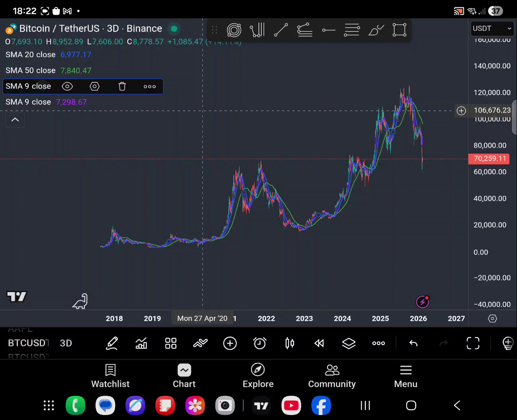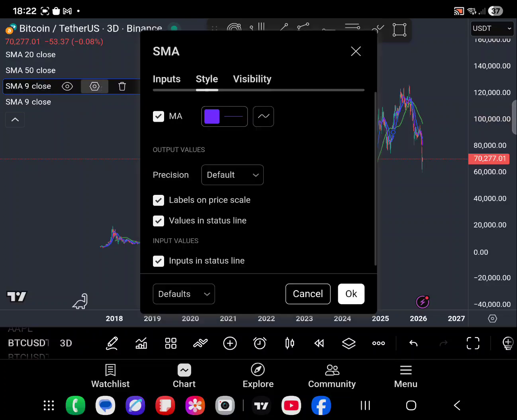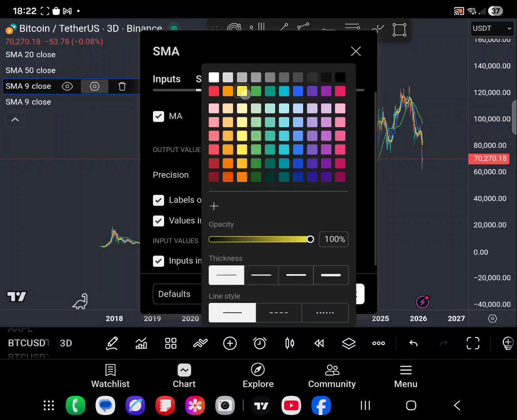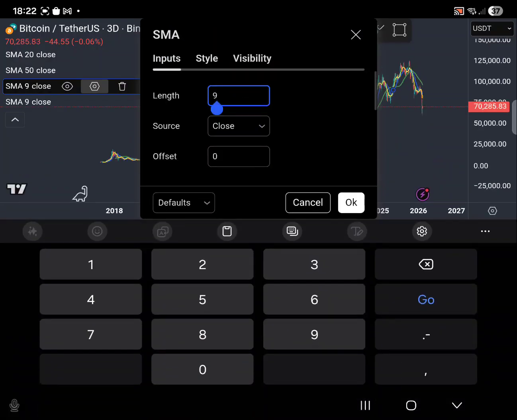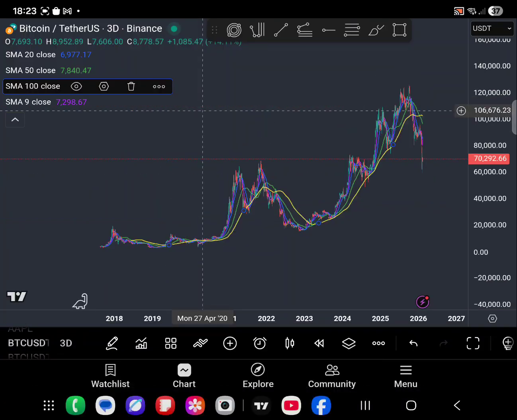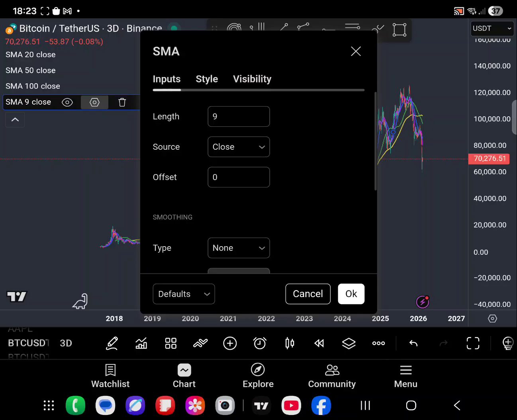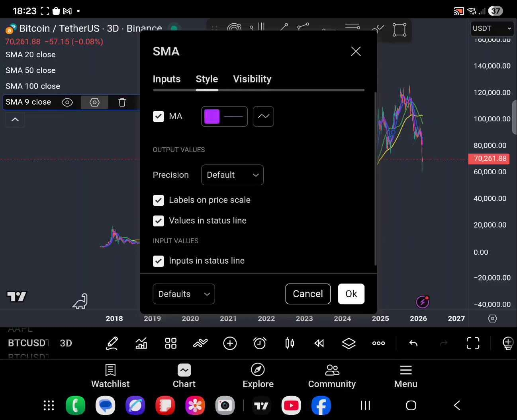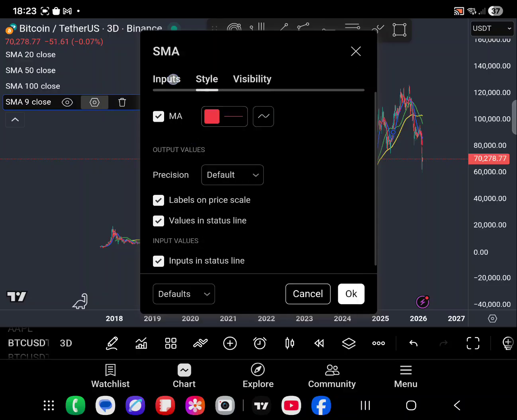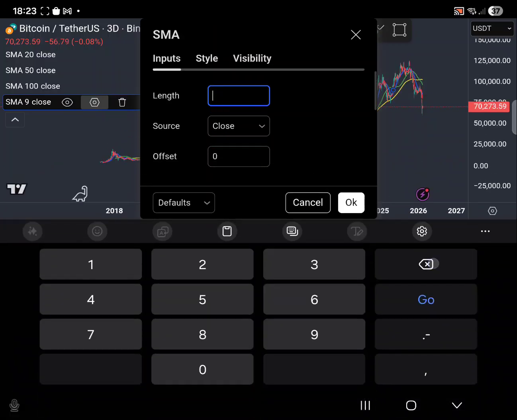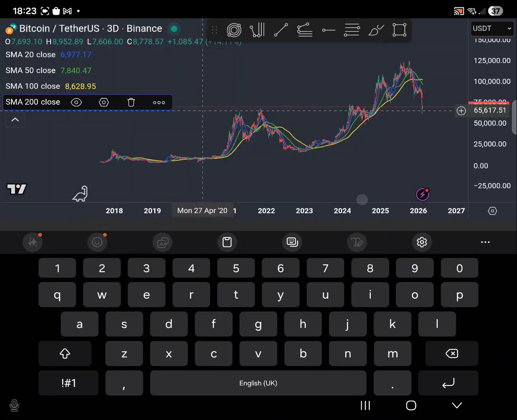Okay, and then we got the third one. For that I'll pick yellow. Inputs, stick that to 100. I mean, these are the best numbers for doing this. The 200 moving average is probably the most important one in this. So I like that one to be red. And then stick that to 200.